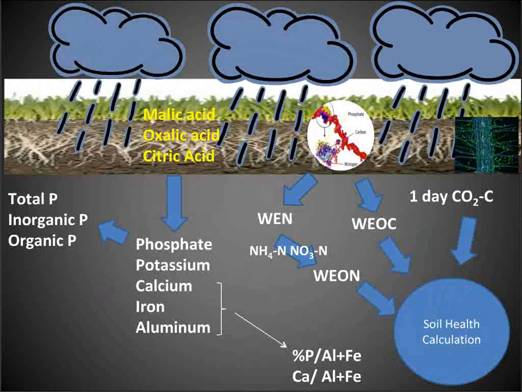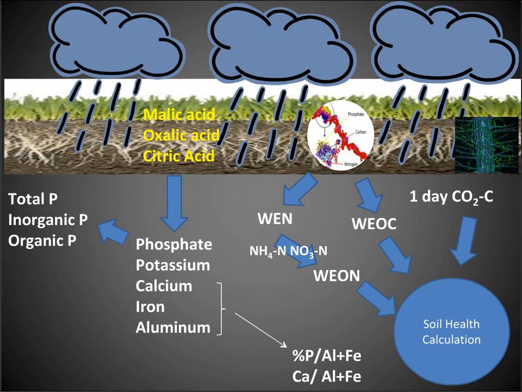This is to kind of show, when it rains, plant roots get more active, and you get these acids. Those are three of the acids that are in my extractant at roughly 1,000 molar concentrations: malic, oxalic, and citric. And so it rains. What we do with that is we start measuring these things, and we integrate these things. So we measure phosphate, potassium, calcium, iron, aluminum based on those acids.